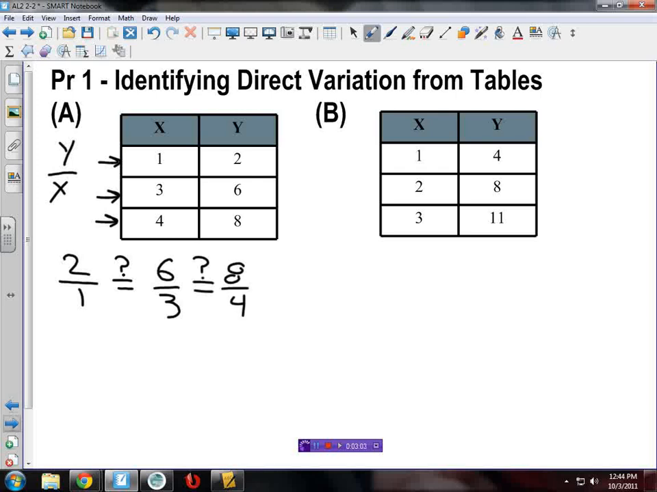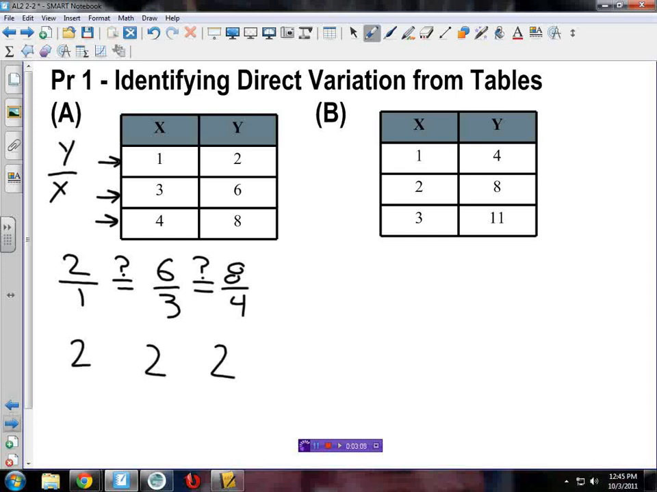I hear people say, yes, they are. Since they are all equal, they all reduce to 2, then yes, this is a direct variation problem. This is a direct variation problem.